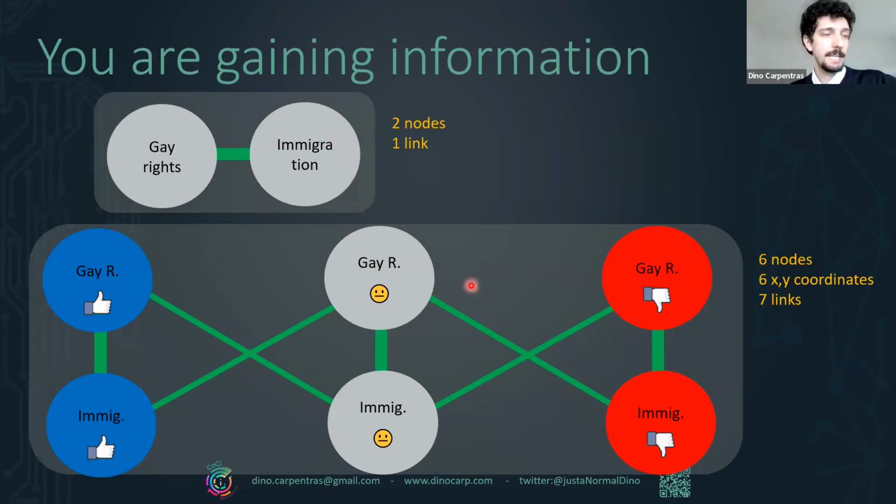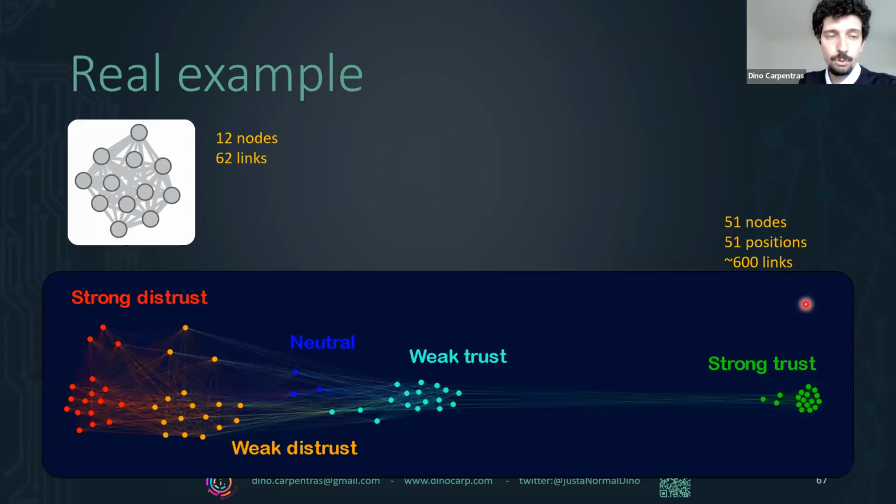Another interesting thing, which might explain why you have so much more flexibility than in belief network analysis, is that we also have much more information. In belief network analysis, if you have 2 items, the amount of information would be 2 nodes and 1 link. For the same items in Raisin, you can have 6 nodes, 6 coordinates, and 7 links. And in more realistic scenarios, here you have 62 links. Here we have more than 600. This is why you have so much more information and can get much more flexible results.